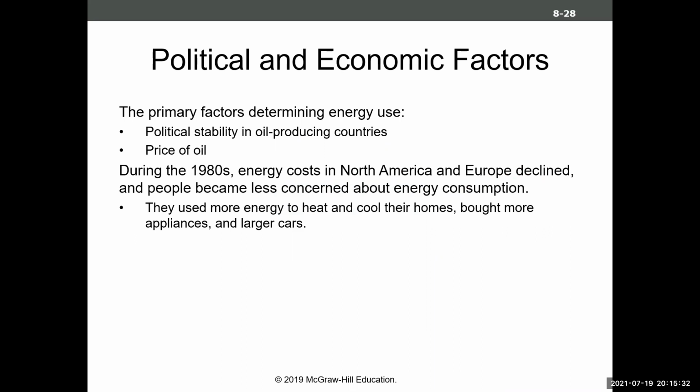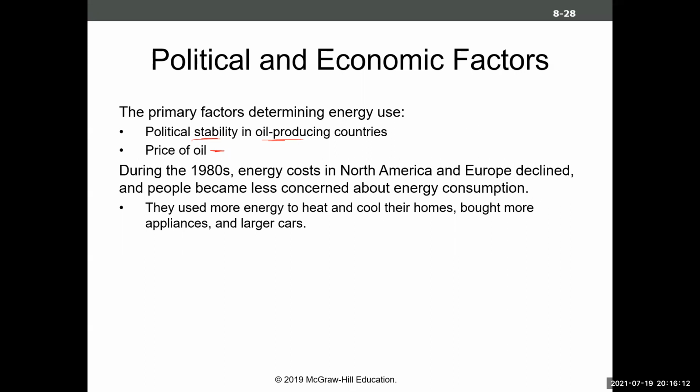Primary factors that determine energy use in a country is often political stability in those oil producing countries, and then the price of oil. So the price of oil determines whether or not people can afford it, and then political stability will affect the price of oil, whether or not those oil producing countries are in war, or if they're having issues politically, that can lead to higher oil prices. And so how those countries are in terms of their political state can really determine the price of oil.